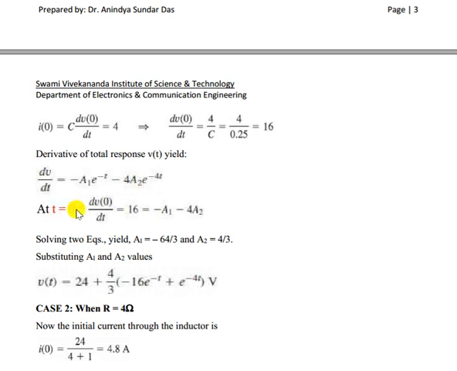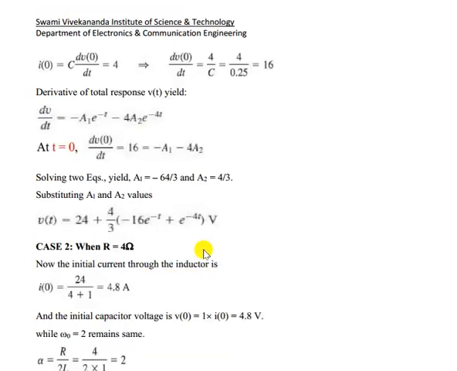Put t equal to 0, so dv0/dt equal to this expression we got, and putting the dv0/dt value here. So we got two expressions in terms of a1 and a2. Solve it, we will get a1 and a2. Put this into this equation, so we will get the total response. Now see here, this part comes into picture, that is the extra one, that is due to the step response or due to the source, the independent source. This part is the transient response.